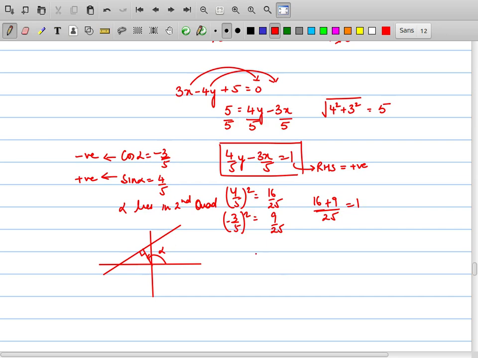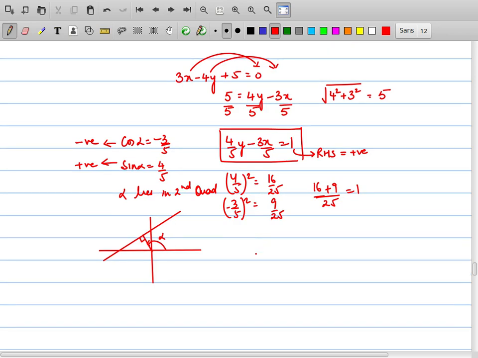This is how you can find out where alpha is lying and where your line is lying, by noting the sign of sin alpha and cos alpha. By noting the sign of sin alpha and cos alpha, you can find out in which quadrant alpha is lying. Alpha tells you the slope or the inclination of your perpendicular, and on the basis of that, you can find out the nature of your line or the shape of your line.